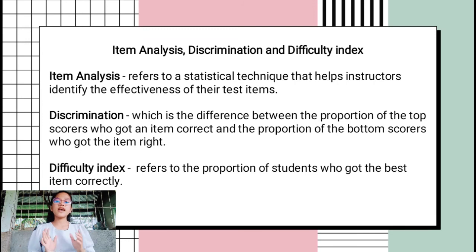Item analysis refers to a statistical technique that helps instructors identify the effectiveness of their test items. Discrimination index is the difference between the proportion of the top scorers who got an item correct and the proportion of the bottom scorers who got the item right. Difficulty index refers to the proportion of students who got the item correctly.